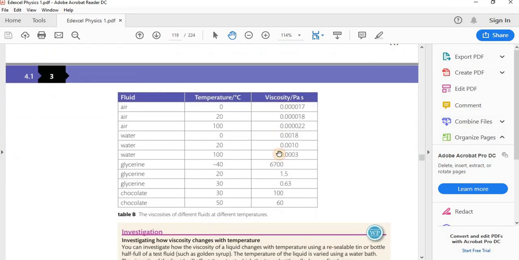Okay, you can go through that. Then, now there is a difference for gases. For liquids we learned that when the temperature increases, the viscosity decreases. You don't even need to think.